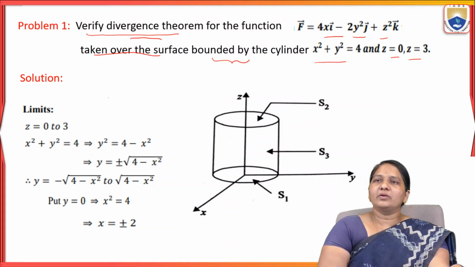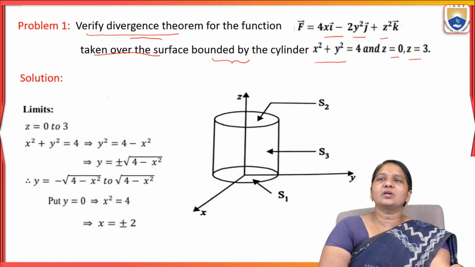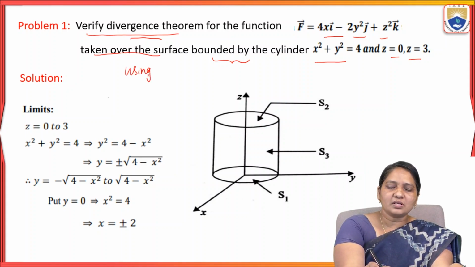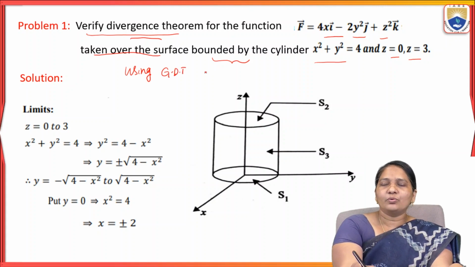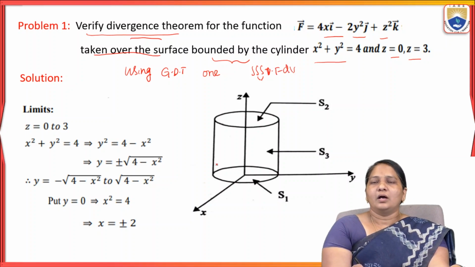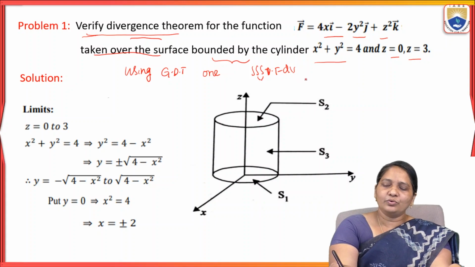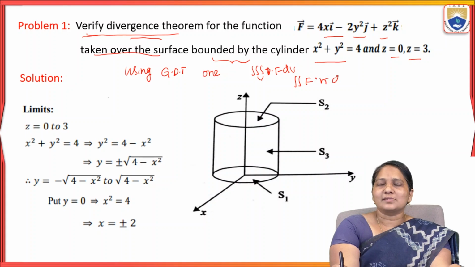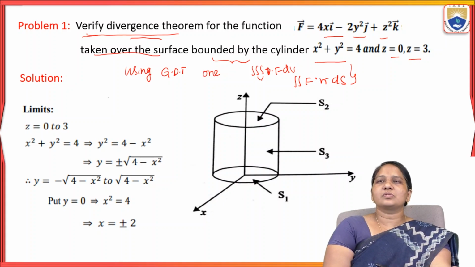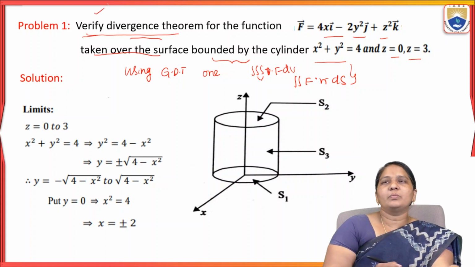I have already given the outline of what verification is and what using the Gauss Divergence Theorem means. If they ask to use the Gauss Divergence Theorem, we can do only one part, the triple integral over V of del dot f dv, and that value is enough. Here they are asking for verification, so we have to do the LHS part also, that is the double integral of f dot n ds. We have to calculate these two values and show that they are equal. Then only the verification will be complete.